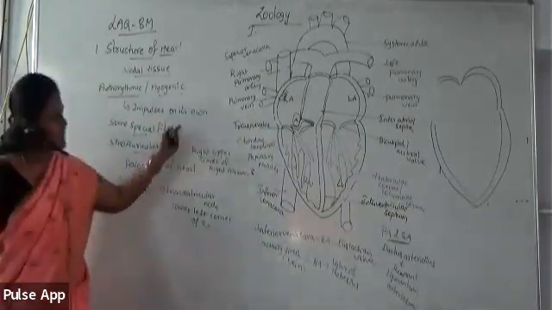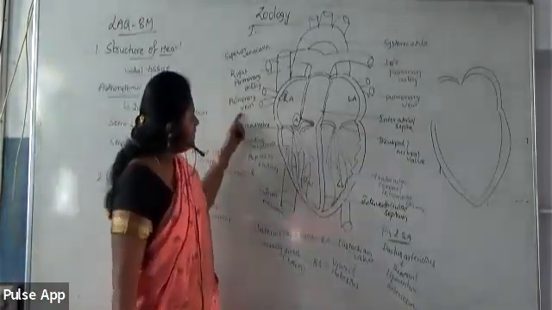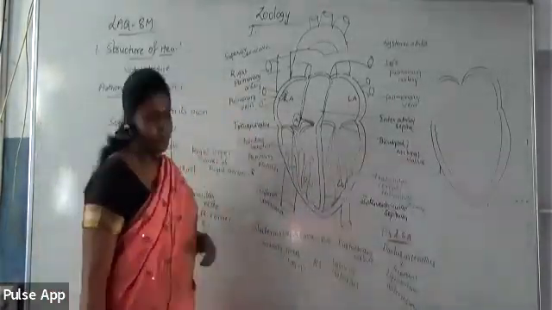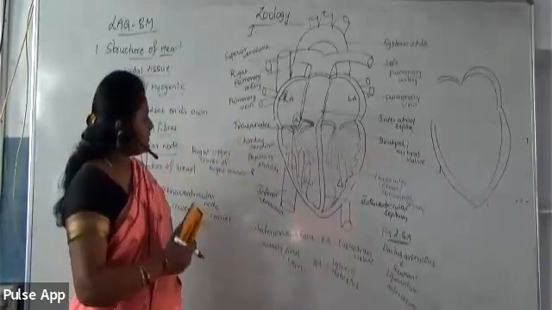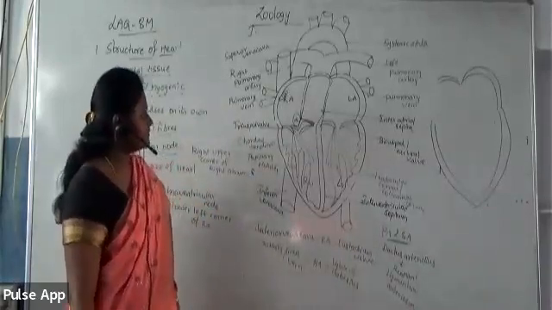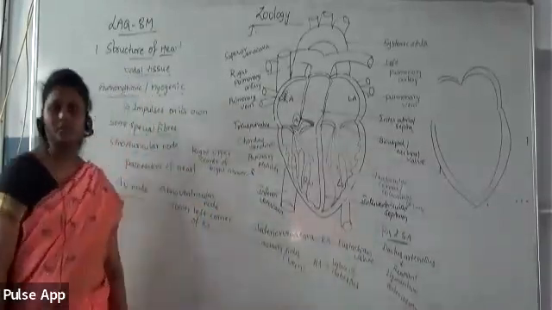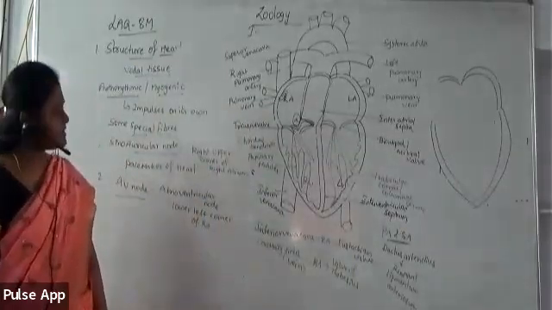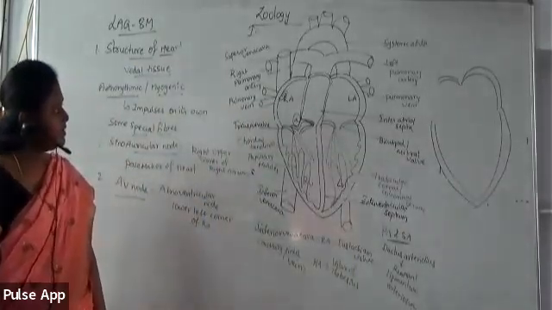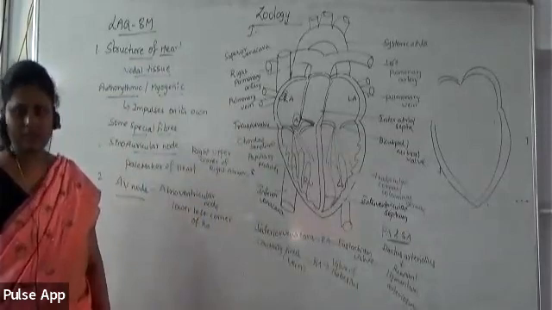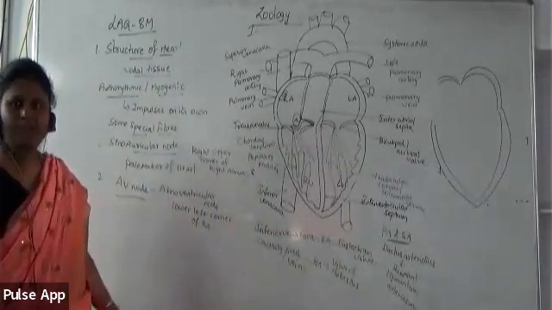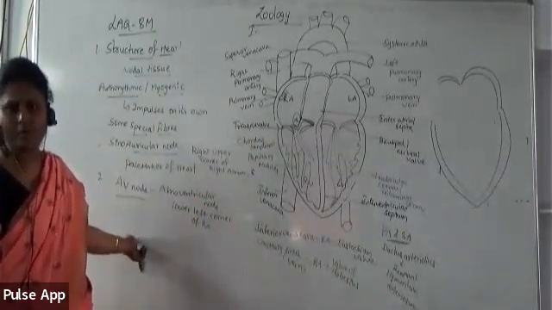So this is internal structure of heart diagram with all septa, valves, blood vessels, everything. So like this, once you know the diagram properly, by seeing the diagram only, you can write your own, you can make the points, exact points. Hope that the structure of heart is clear for you.